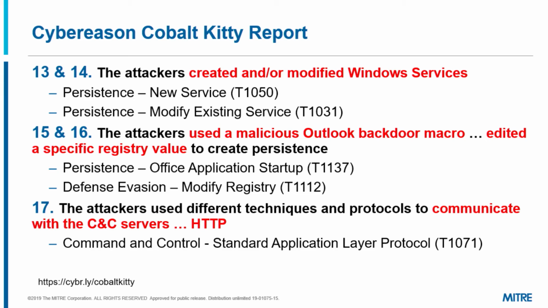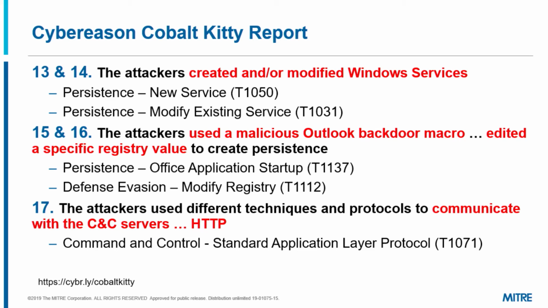Next up, using a malicious Outlook backdoor macro, say that 5 times fast, to edit a specific registry value to create persistence. Again, the tactic name is right there in that information, so persistence is a tactic, and we bin that behavior under Office Application Startup, along with the defense evasion technique, modify registry. We'll talk through the training about what you've seen here about multiple techniques applying at the same time. That's not uncommon, especially when it comes to things like defense evasion or execution.